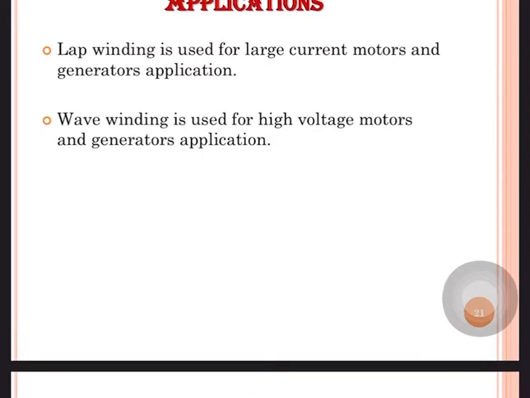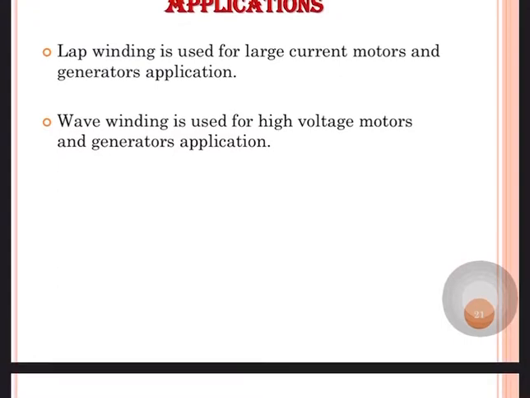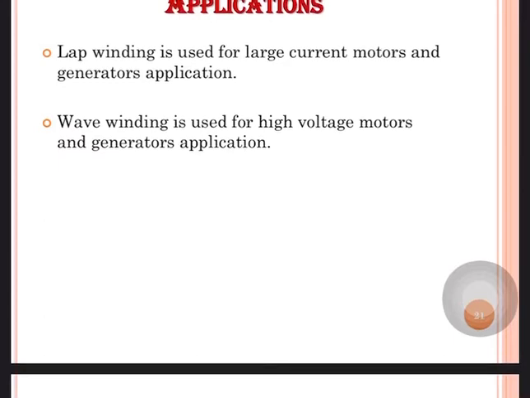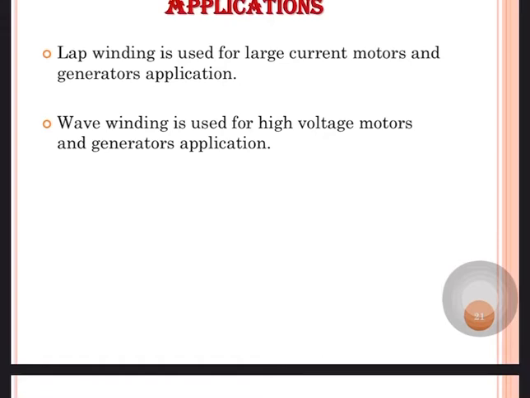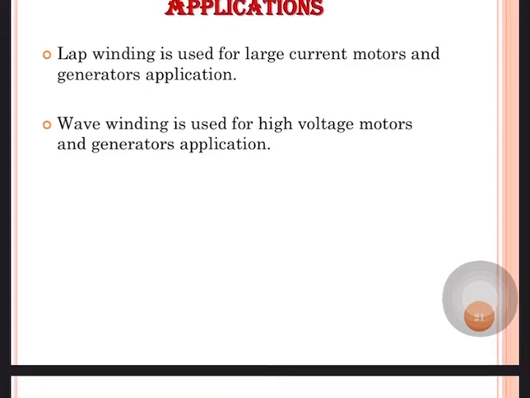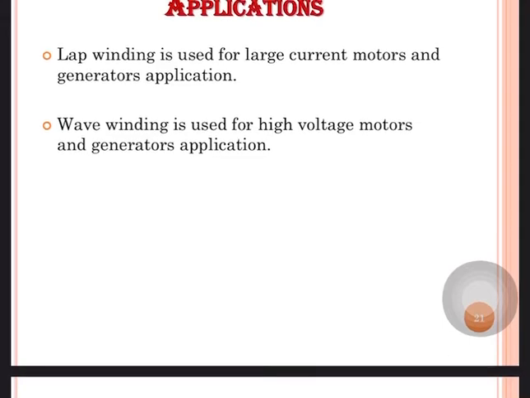Now applications for lap and wave winding. Lap winding is used for large current motor and generator applications, and wave winding is used for high voltage motor and generator applications. Lap winding is used for large current motors because it is a parallel winding. We know that with more parallel paths we can flow more current, and with more series connections we can produce more voltage. That's why wave winding is used for high voltage motor and generator applications.